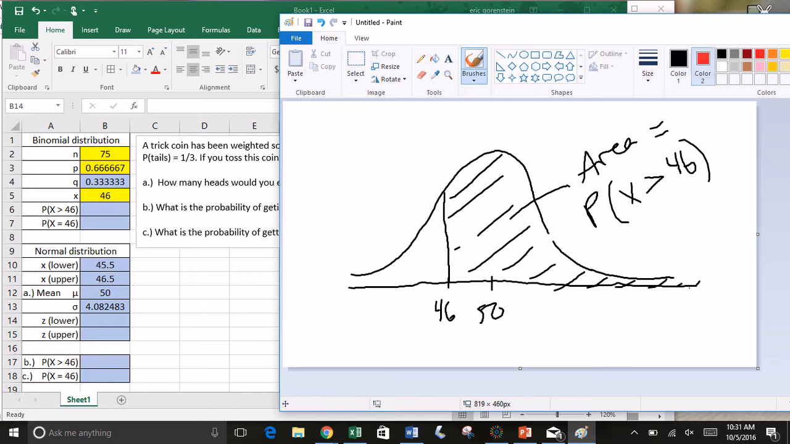So area to the right for greater than, area to the left for less than. So now, how do we find this area? You could use the table of values from the textbook. I'm going to use Excel to calculate this area.